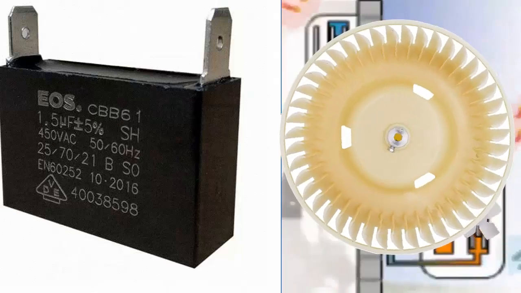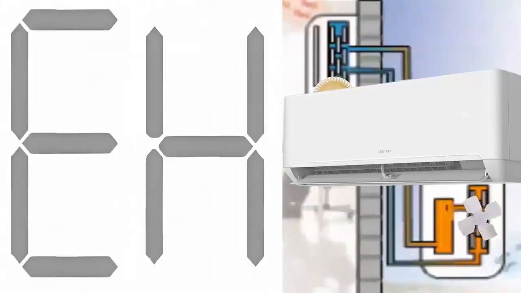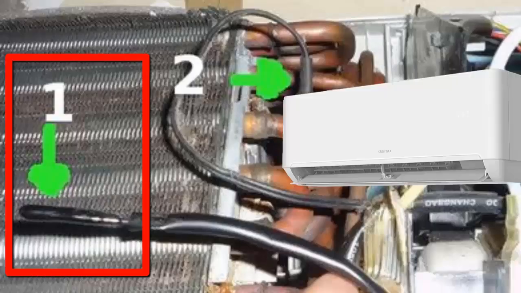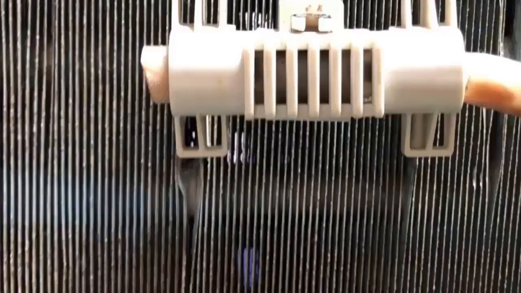Error codes CH60 and CH61. 1. Error code CH60 refers to an issue with the ambient temperature sensor of the indoor unit. In some models, this sensor is installed with a plastic clip on the top of the evaporator.